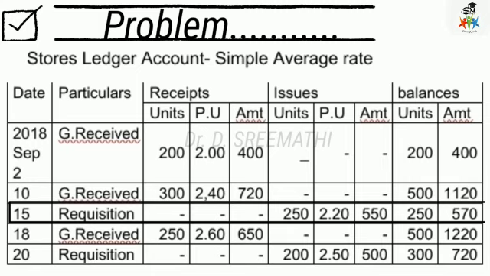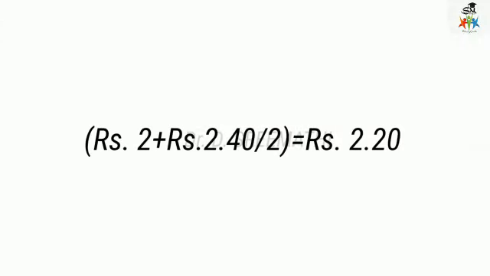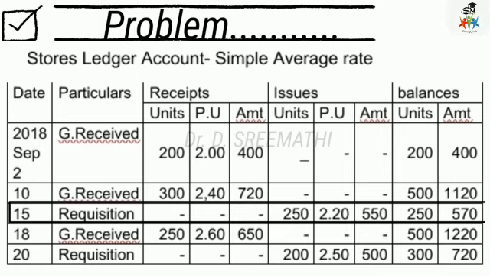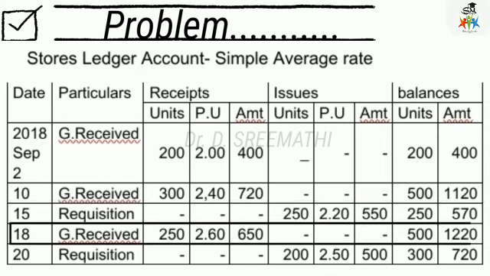On 15/9, the issue is 250 units. For this issue we have to calculate the cost price per unit. The cost price per unit is the average cost, that is 2 rupees plus 2 rupees 40 paise divided by 2, which is 2 rupees 20 paise. If you multiply this by 250 units, you get 550 rupees. So the balance is 250 units, and the balance value is 1120 minus 550, that is 570.